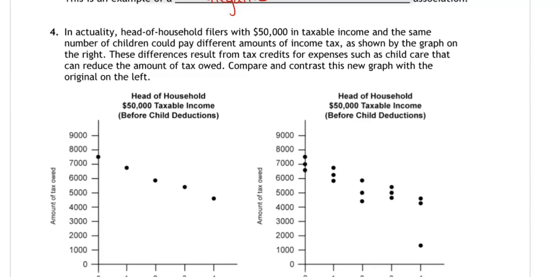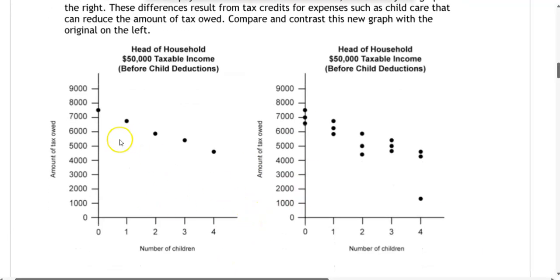So if I go ahead and look at the graph that I have on the left, that's the one that we were already looking at, that, as our number of children increased, our amount of tax owed decreased. And that's what we have here. And then we can see these various different ones, and we got this one crazy little outlier there. I'd like to know their magic trick. But that's what you've got.